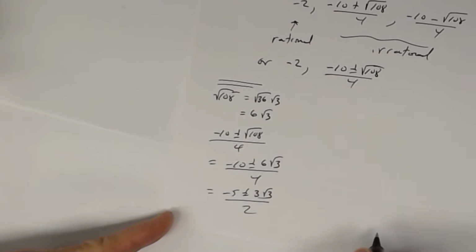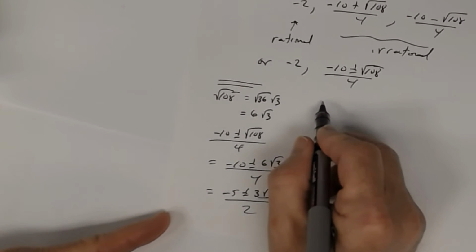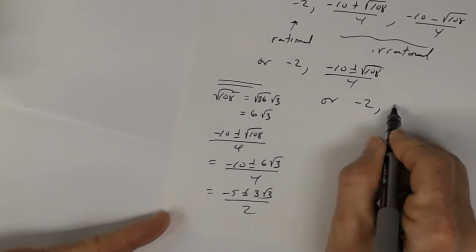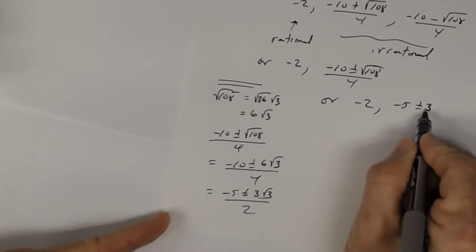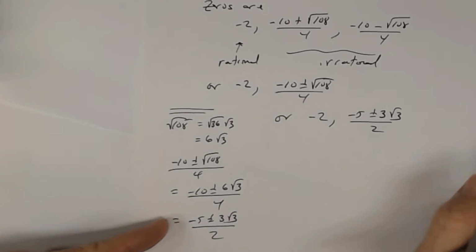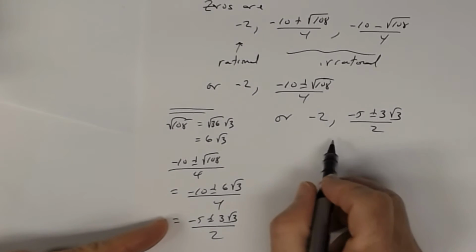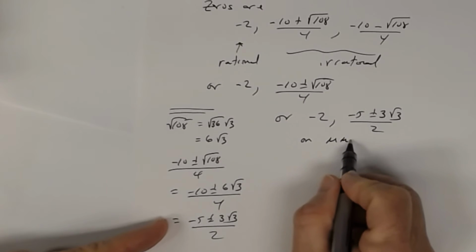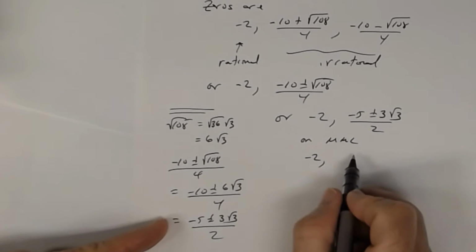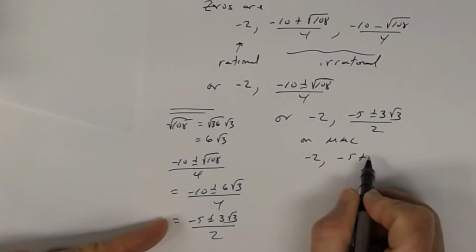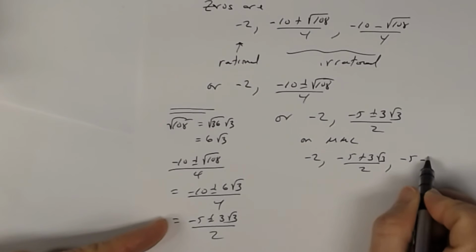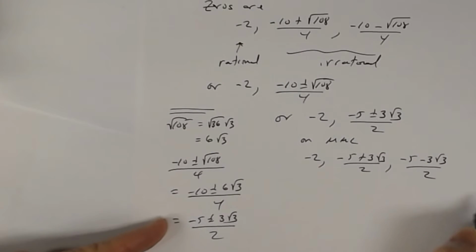All right, so another way you can write this is negative 2, comma, and then negative 5 plus or minus 3 square root of 3 divided by 2. All right, so on my math lab, they're probably going to want negative 2, and then you have to write these separately. So you can say negative 5 plus 3 square root of 3 divided by 2, comma, negative 5 minus 3 square root of 3 divided by 2.